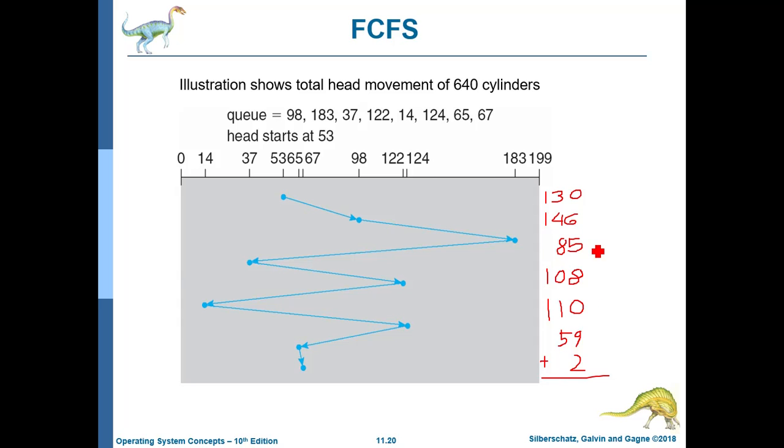Let's add. 6 plus 5 is 11, plus 8 is 19, plus 9 is 28, plus 2 is 30, then carry 3. 3 plus 3 is 6, plus 4 is 10, plus 8 is 18, plus 1 is 19, plus 5 is 24. Carry 2. That's why we have a total of 640 cylinders. That's how you compute the total head movement: you have to add the distances of the lines. Okay, so that is for the FCFS.